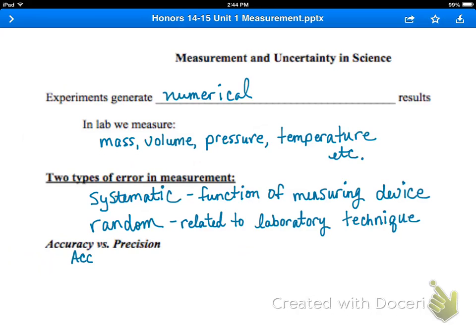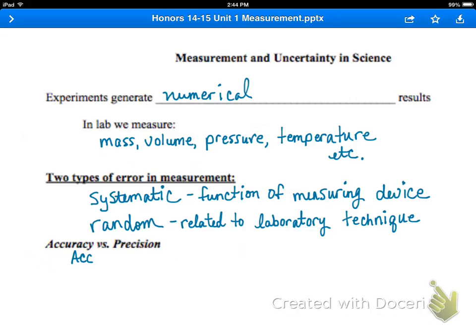So systematic, let's think about that. So if I am measuring, let's say, the volume of water in different glassware, if I am using a beaker, I am going to have more error than I will if I use a graduated cylinder, because the graduated cylinder has finer graduation lines. It is also made more precisely, so I'm going to have less error in better glassware.